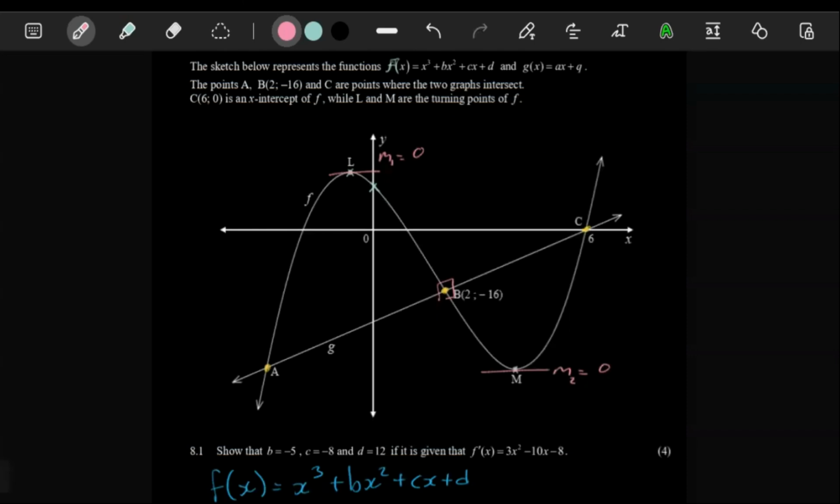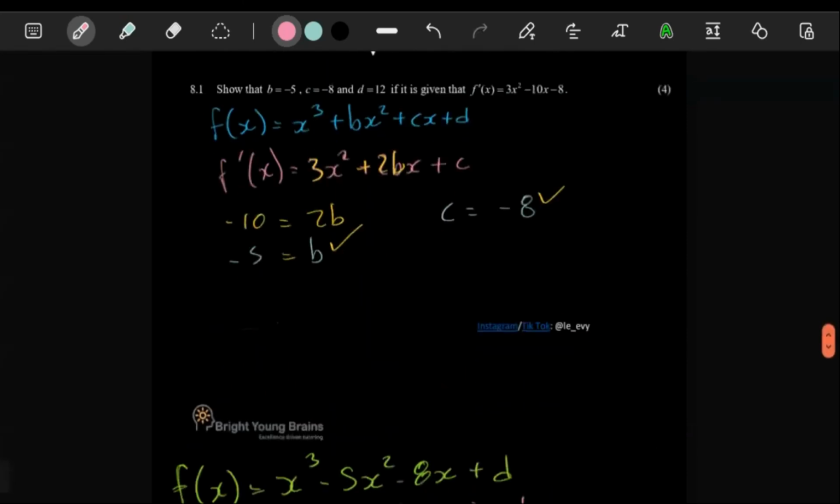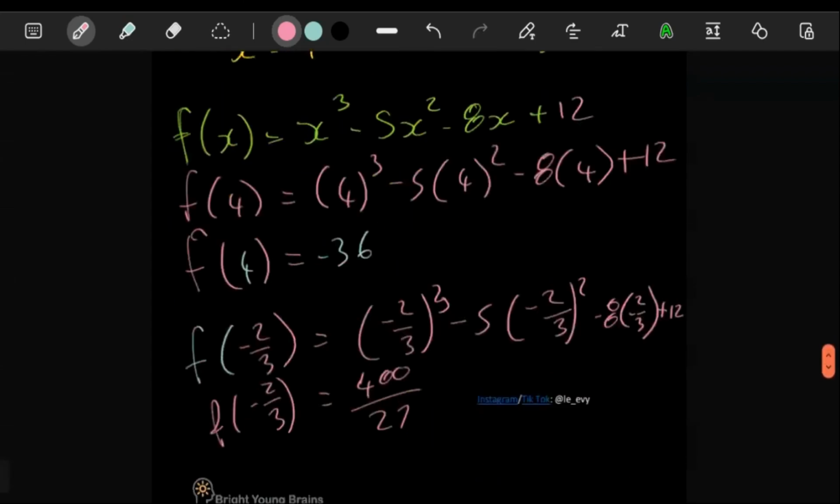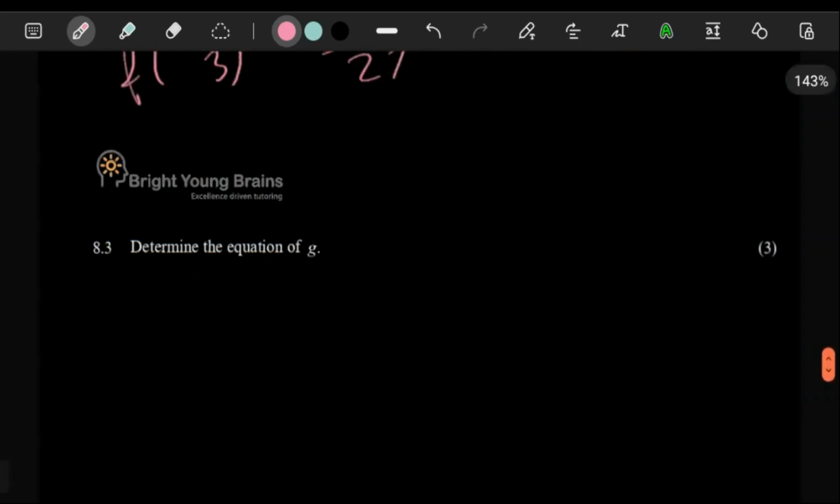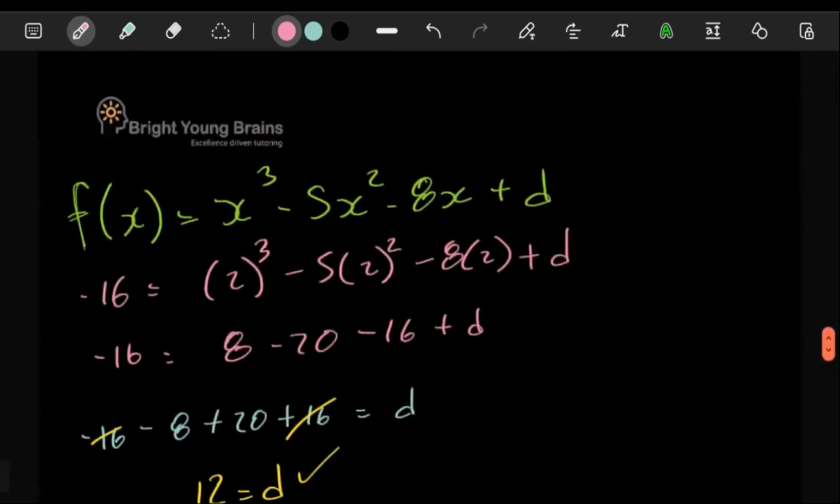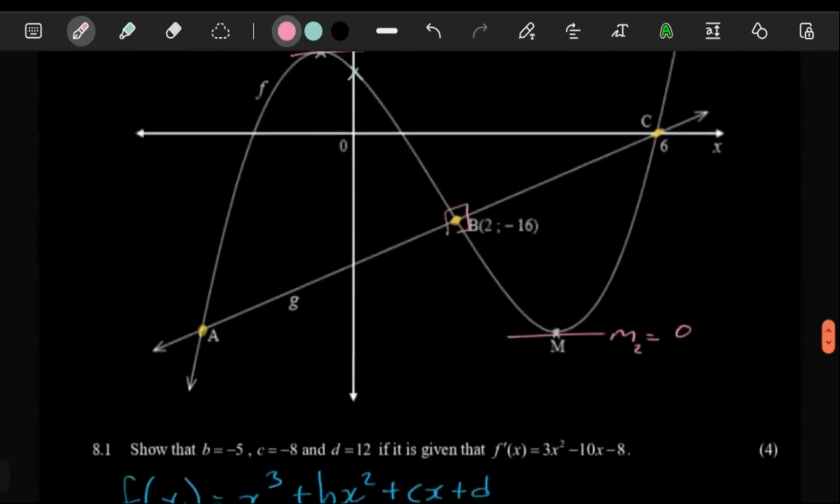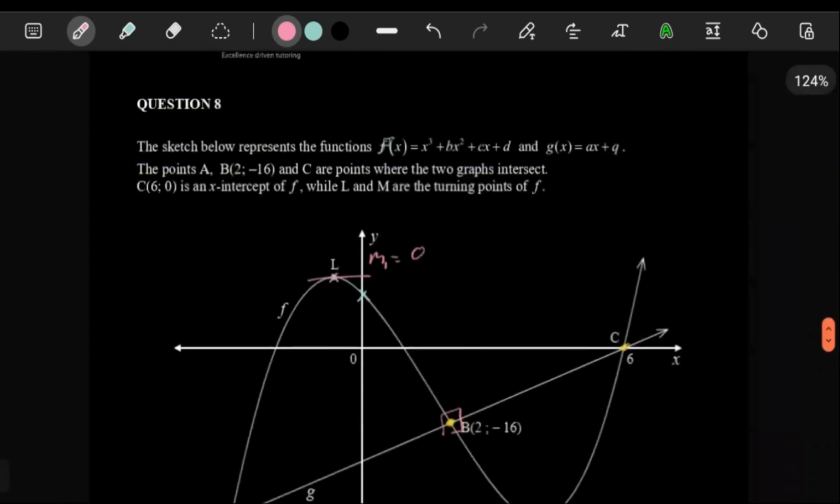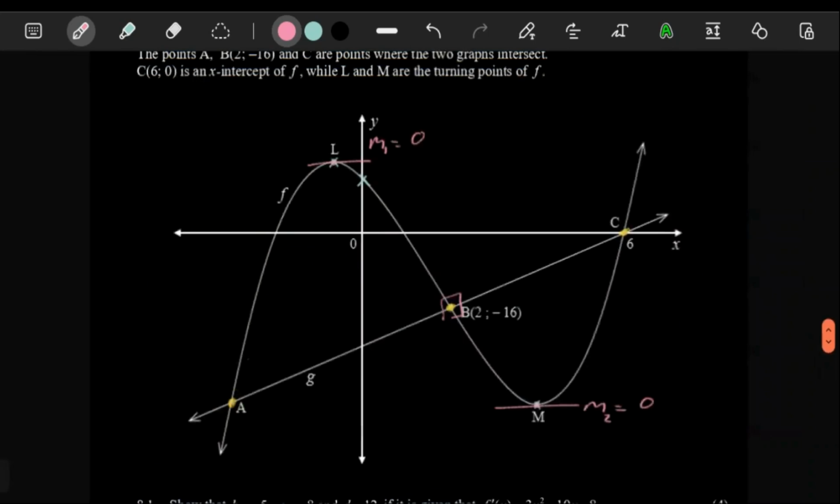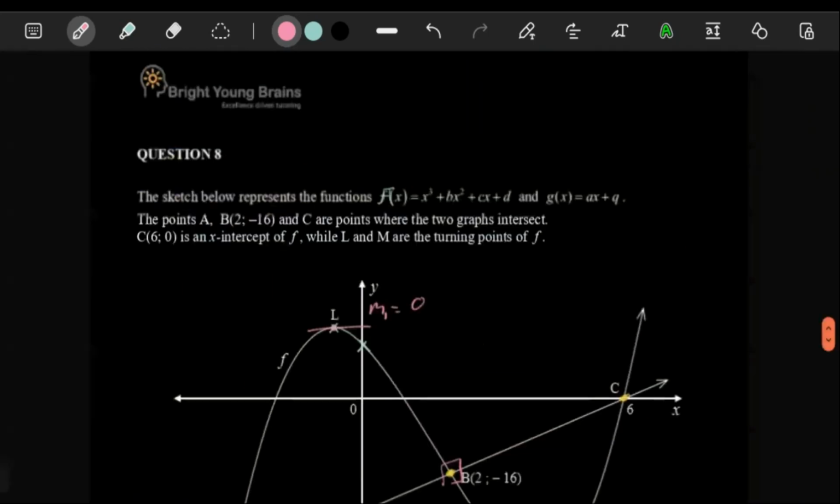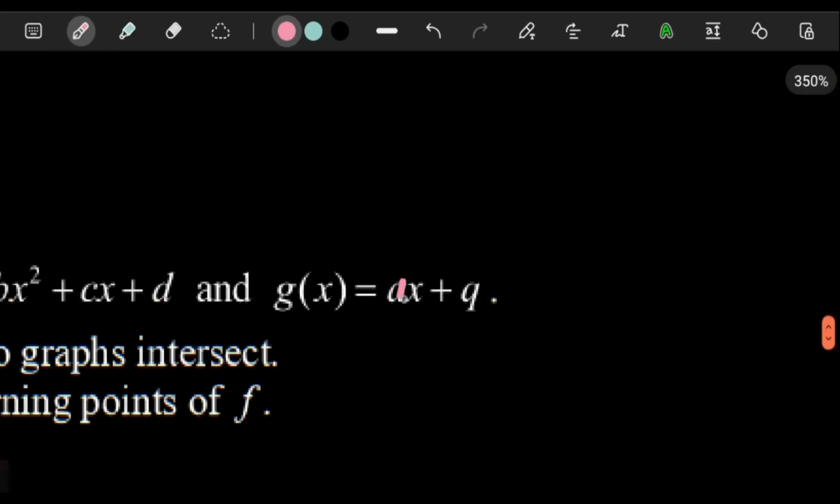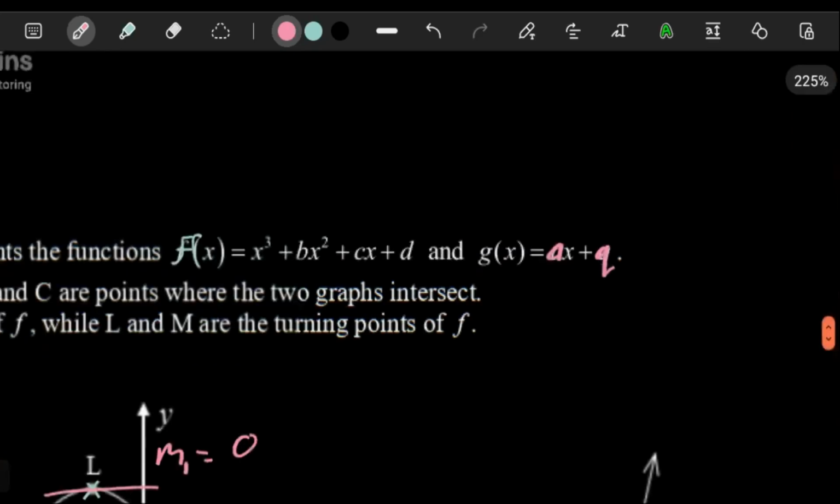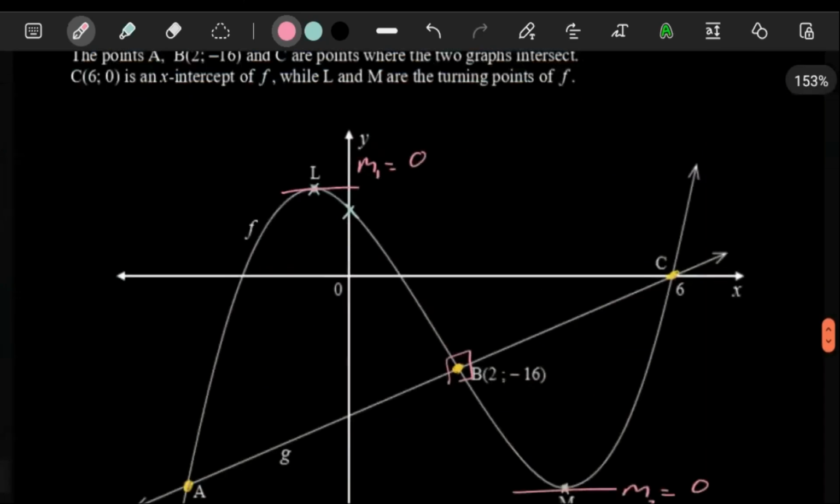Okay, the next one here is 8.3. Determine the equation of G. So G, it's just the equation of the straight line. Getting the equation of the straight line is quite straightforward. Fortunately, because we have two coordinates that we can use to work out A and Q.